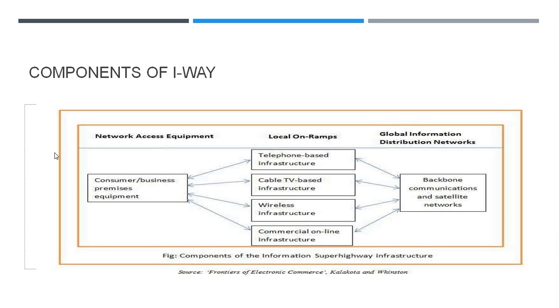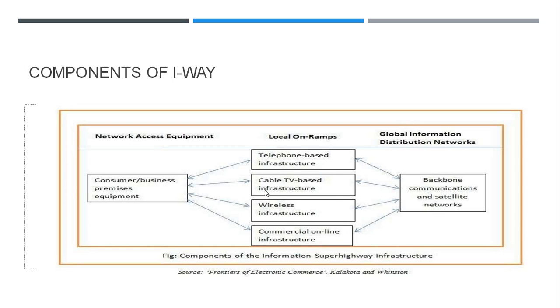Secondly, local on-ramps. What do you mean by local on-ramps? They are like the telephone-based infrastructure, how you link between businesses or between two networks. With the help of these local on-ramps, you get linked from one network to another. Some basic local on-ramps are telephone-based infrastructure connected through optic fiber, cable TV-based infrastructure, wireless infrastructure through Wi-Fi, or commercial online infrastructure.